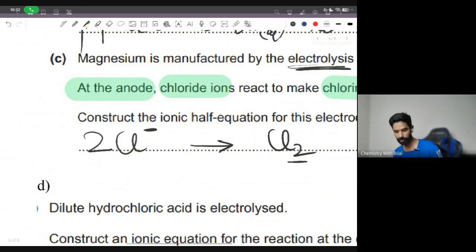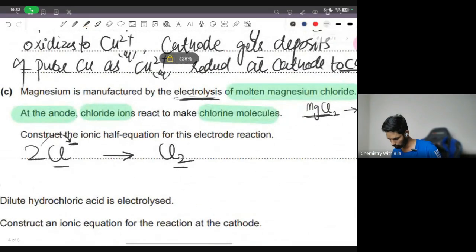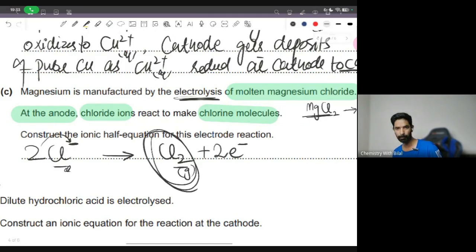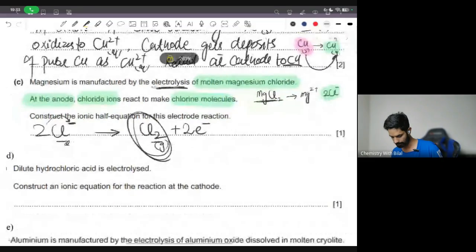So we will put 2 here. 1 chloride will lose 1 electron, so 2 chloride must lose 2. So I need to put 2 electrons here, right? You can write molten for this one and gas for this one. What would you observe at the anode? Bubbles of pale yellow gas.